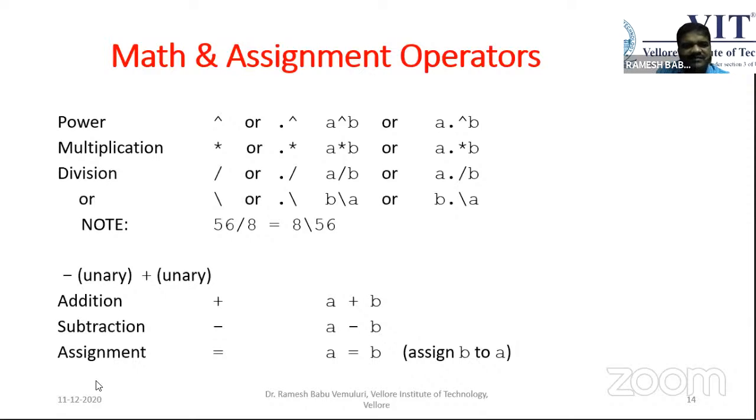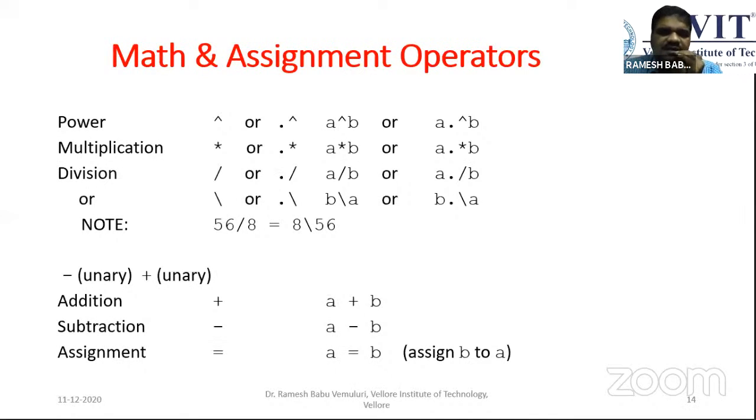And here we can use the cap symbol. The cap symbol is for the power. And dot power, which we have already discussed. MATLAB will consider all the variables as matrices. So if you use a normal power, whatever the matrix rules are will be followed in taking the power. But if you put a dot and then the power operator, then each element's power will be taken. That means it will be element-wise.